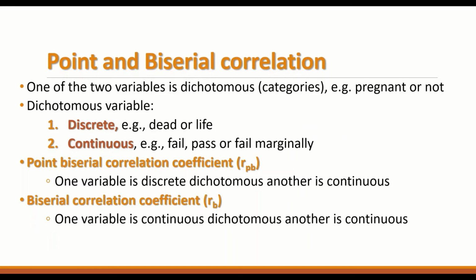The Point-Biserial correlation coefficient calculates the correlation coefficient between two variables. One of them is discrete dichotomous and the other one is a continuous variable. Biserial correlation calculates the coefficient between one variable that is continuous dichotomous and another that is continuous.